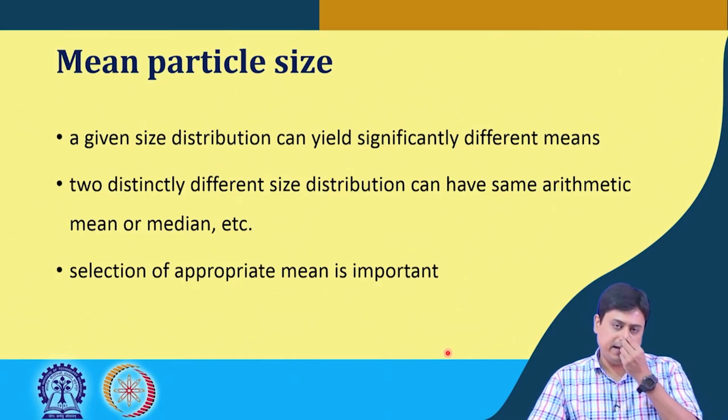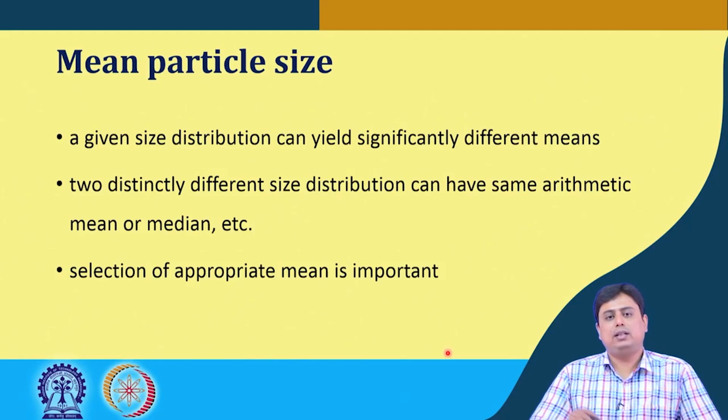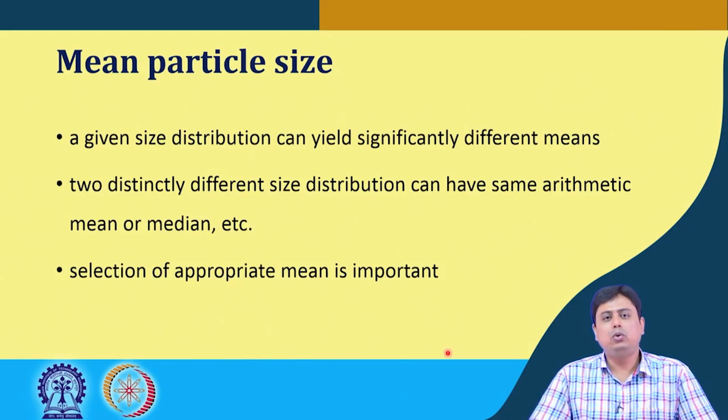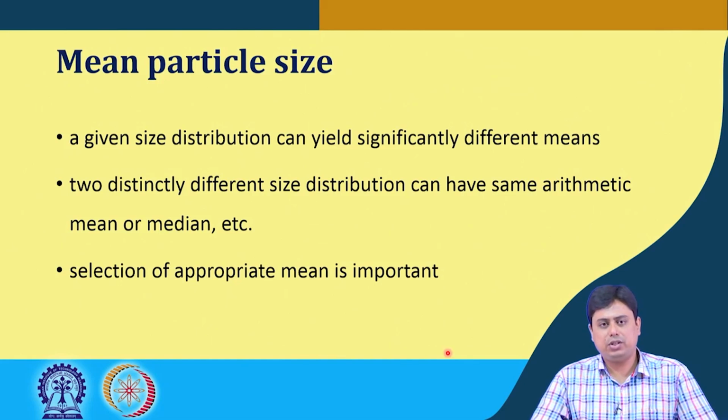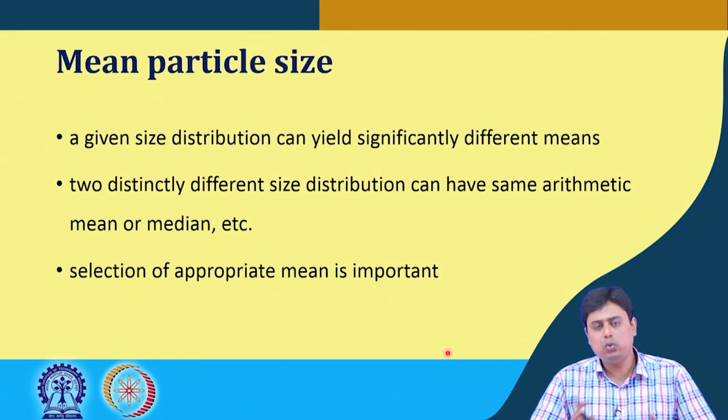Statistically, you can understand that when there are two different size distribution graphs, due to the central modal nature of those graphs, you can have a similar value of the arithmetic mean or the median. So, selection of an appropriate mean becomes important in both cases. For a given size distribution, as I told earlier, you can have different means, but which mean to choose? And there are two different size distributions, two different samples, but the arithmetic mean or median is coming out to be the same.